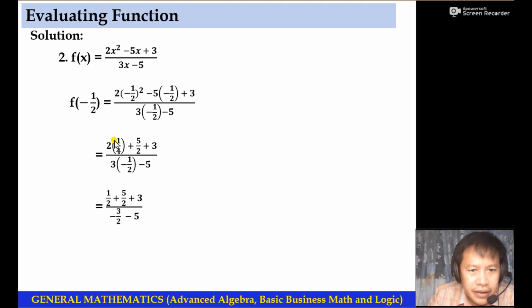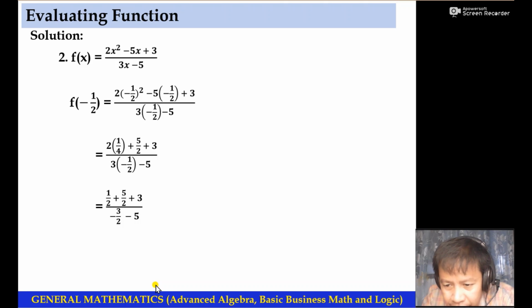So take note, 2 times 1/4 is 1 half because you can reduce this, you can use the cancellation method. 4 divided by 2 is 2. Therefore, you have 1 half already, and this is 5 over 2 plus 3. Then, you are going to multiply 1 half, negative 1 half with 3, and the result is negative 3 halves. Then, minus 5.